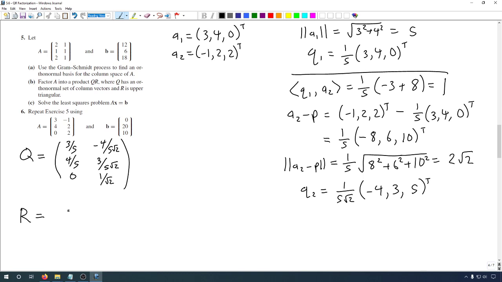R is going to be a square matrix. It's going to consist of diagonal elements being our norms. So since we took two norms, you can see this is going to be a 2 by 2 matrix. Our first norm was a 5. Our second norm was a 2 square root 2. We have a 0 here, and then our last element is going to be this inner product, which is a 1. So again, if you multiply these out, you will see that you get this matrix A that we started with.